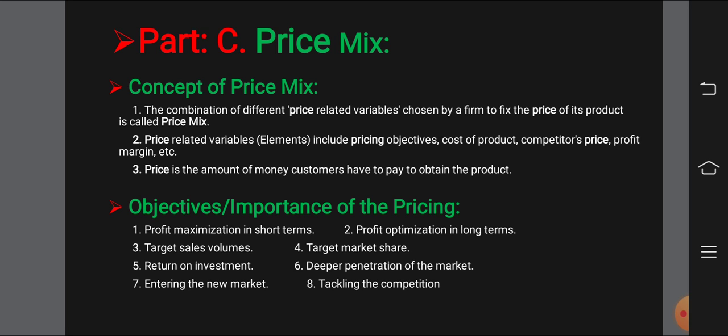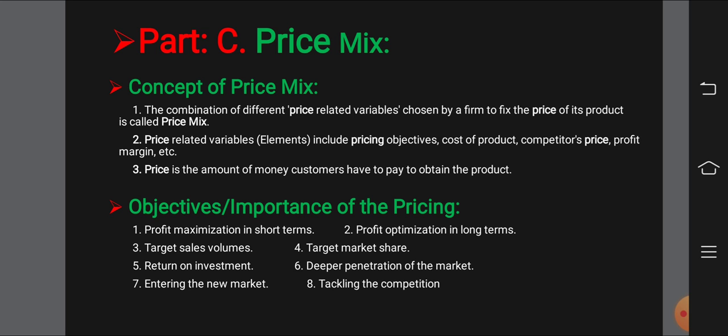Next is tackling the competition. You can take the same example of Reliance Jio. By keeping the minimum price, they created lots of competition for the other telecom companies, that is Airtel, Idea and Vodafone. This also helped them achieve deeper penetration in the market and gain market share. The strategy Reliance Jio used was keeping the minimum price, and by using that minimum pricing strategy, they were able to enter the new market.